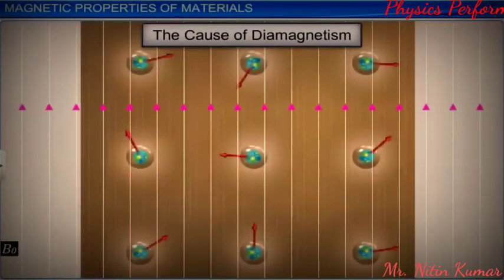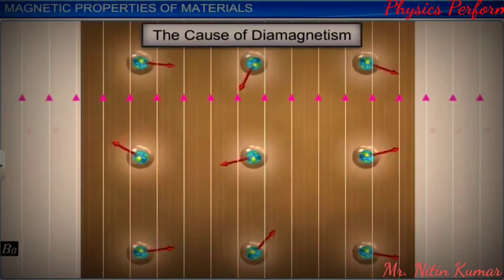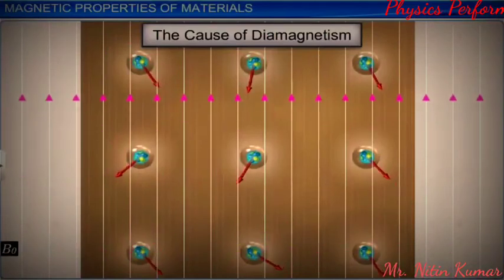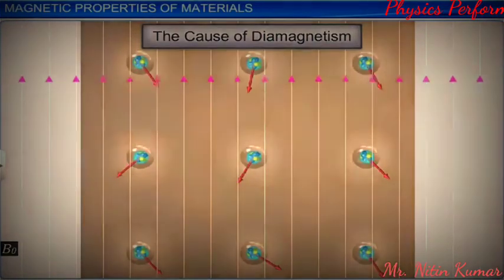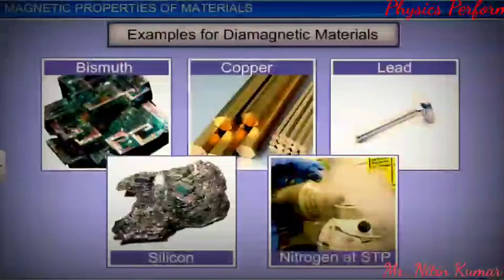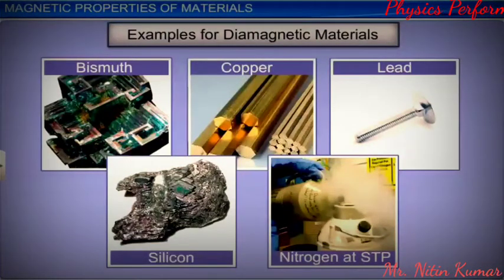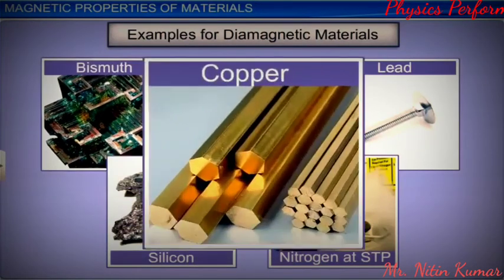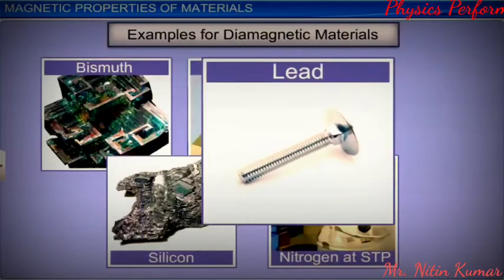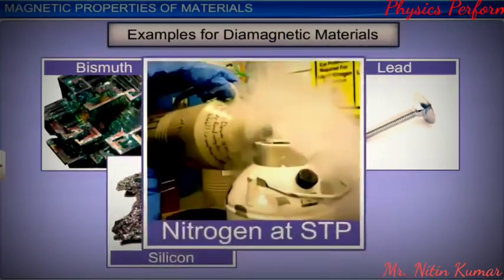The material then develops a resultant magnetic field in the direction opposite to that of the external magnetic field. Hence, the diamagnetic materials are repelled by the external magnetic field. Although diamagnetism is present in all materials, its effect is very weak in most of them. Some examples of diamagnetic substances are bismuth, copper, lead, silicon, and nitrogen at STP.